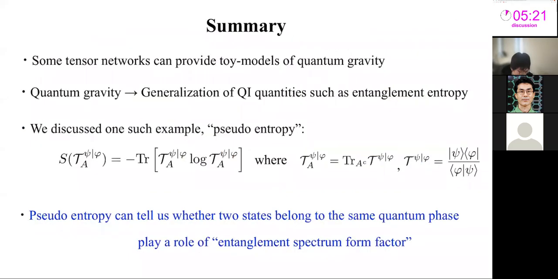Okay, since time is up, let me summarize. I have discussed how tensor networks can provide toy models of quantum gravity. And sometimes quantum gravity tells us the generalization of quantum information through quantities such as entanglement entropy. As an example, we discussed pseudo entropy, defined as the von Neumann entropy associated with the reduced transition matrix. And we have seen pseudo entropy can tell us whether two states belong to the same quantum phase or not, and also plays a role as an entanglement spectrum form factor.